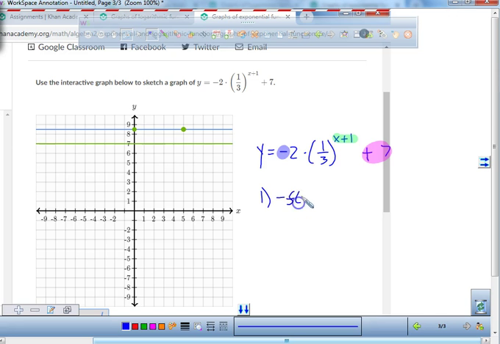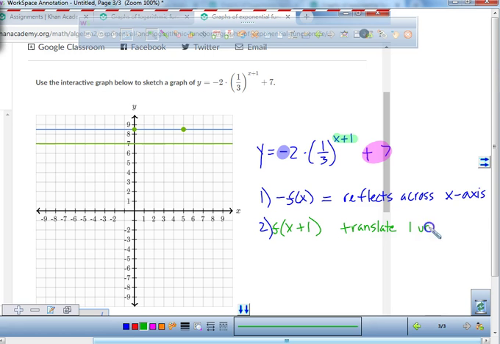One is dealing with negative f of x. What's happening when you have negative f of x? It's reflected across the x-axis. That's what you're going to write in your journal. It reflects across the x-axis. Number 2. What's happening when it says x plus 1? Right here, there's translation. That means f of x plus 1, that means it's going to translate 1 unit to the left, because -1 plus 1 gets me back to 0.